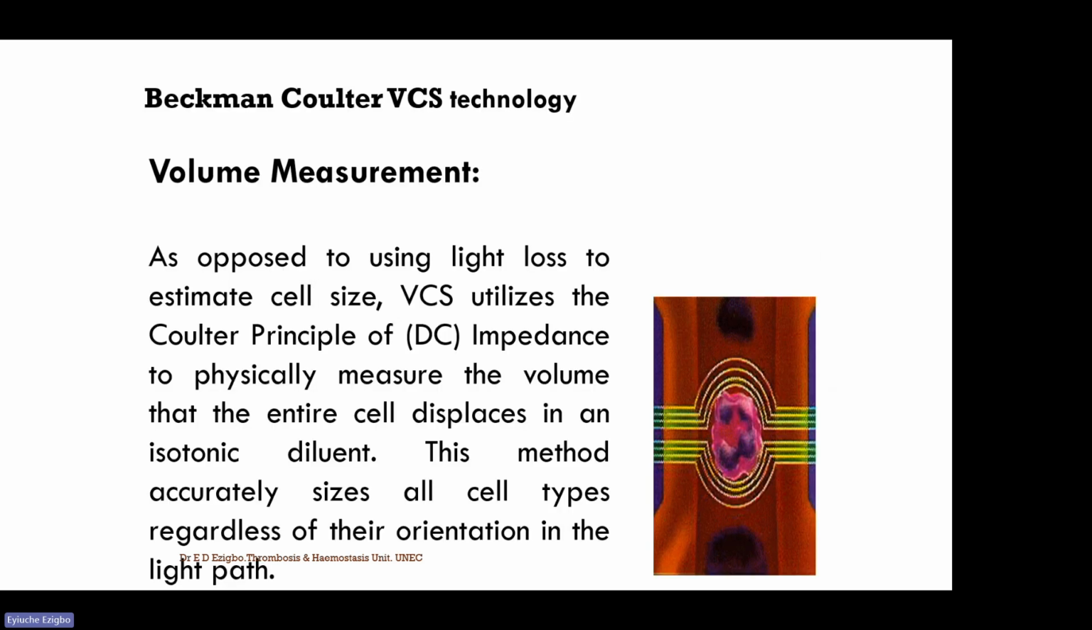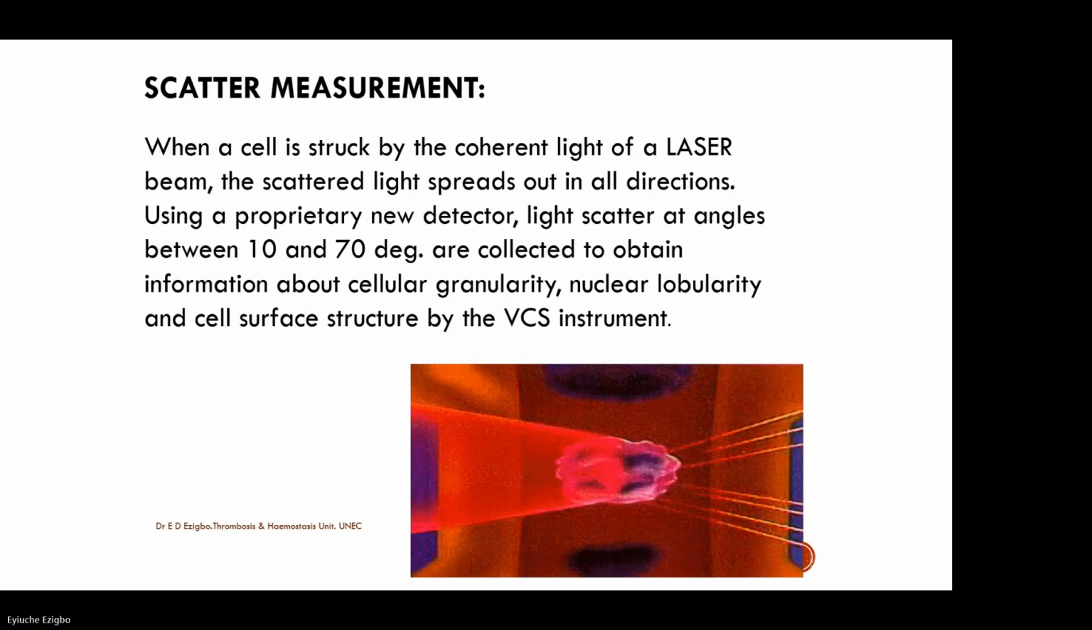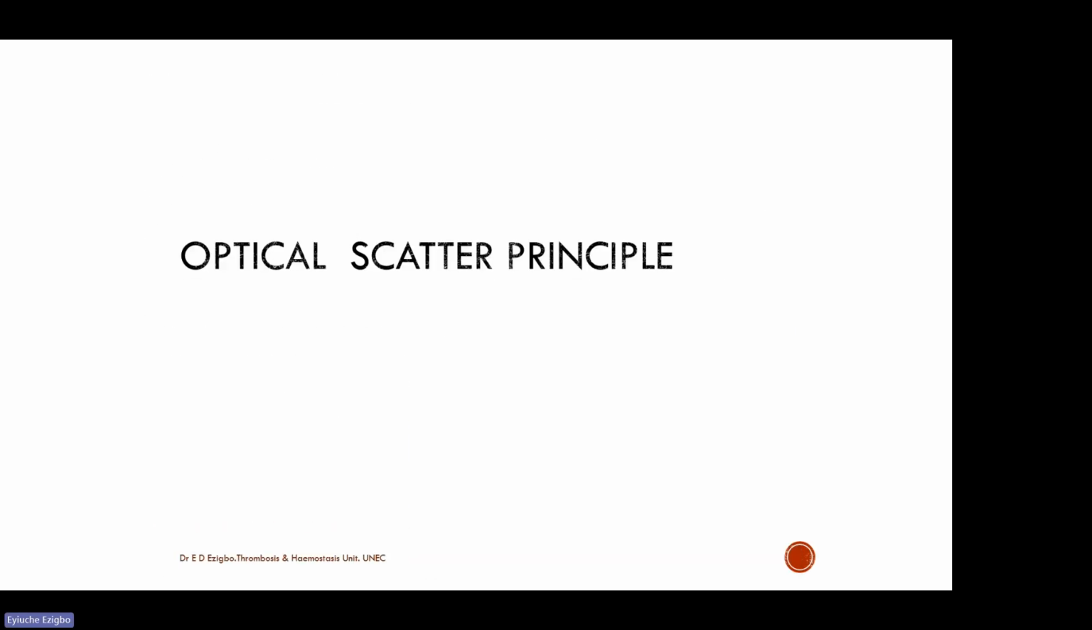We have the VCS technology, which, as opposed to using light loss to estimate cell size, utilizes the Coulter principle of DC impedance to physically measure the volume that the entire cell displaces in an isotonic diluent. Don't want to bother you with this. Want to get to the optical scatter principle.